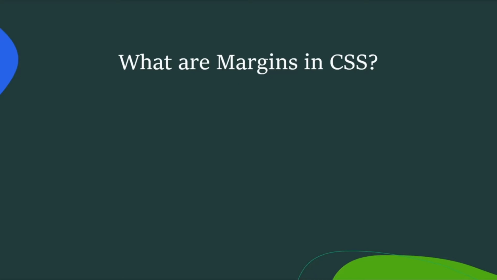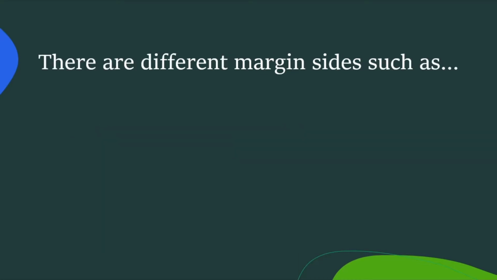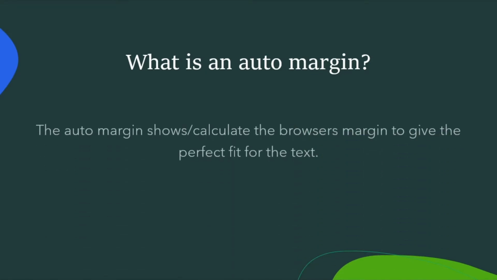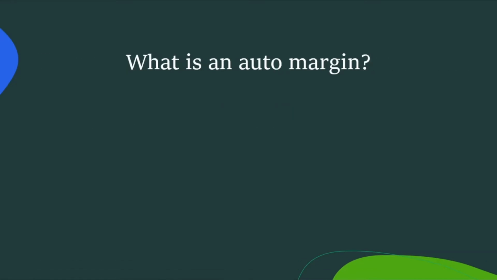What are margins in CSS? Margins in CSS are when you create as many spaces as you want around each element. These are different types of margin size, such as margin top, margin bottom, margin right, and margin left. What is an auto margin? The auto margin calculates the browser's margin to give the perfect fit for the text. So these are all the different margin properties, and let's get on to Sublime Text.